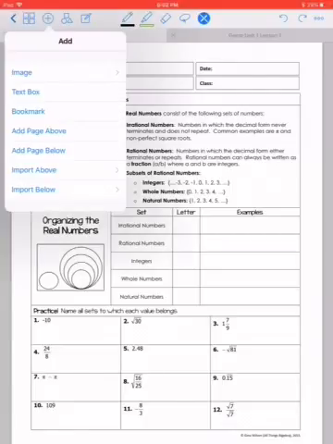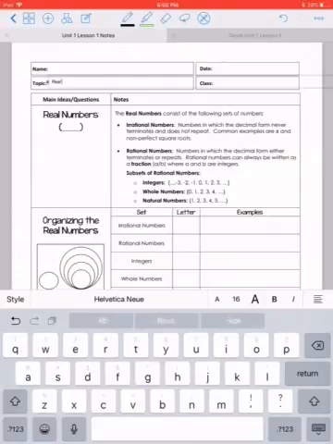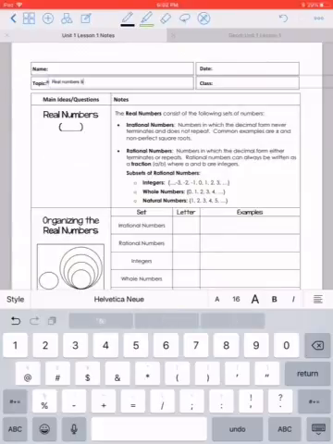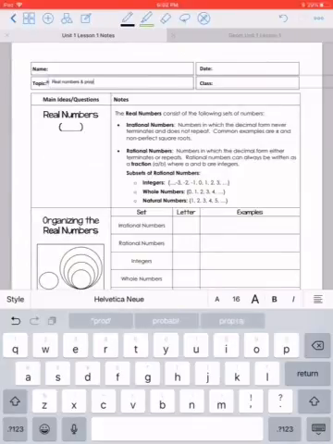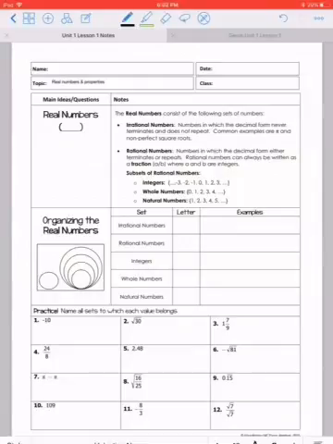Your class and your topic is real numbers and properties. So please write everything that I write. You can write more, but make sure you have what I have down on your notes, okay?